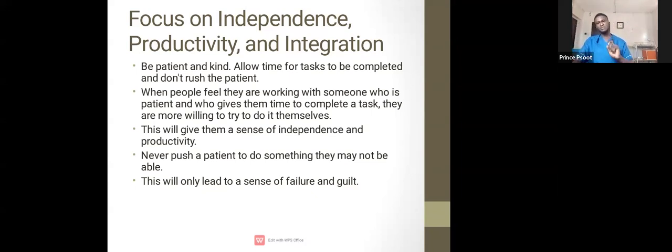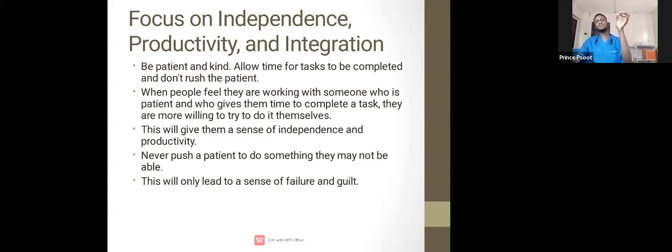And this will give them a sense of independence and productivity. So never push a patient to do something they may not be able to. As long as we want them to do something for themselves, we don't push them, saying you must do this thing. If they can't do it, respect that and help them. But if they can even try, allow them to do the trying.